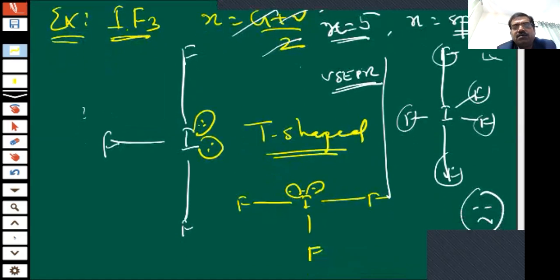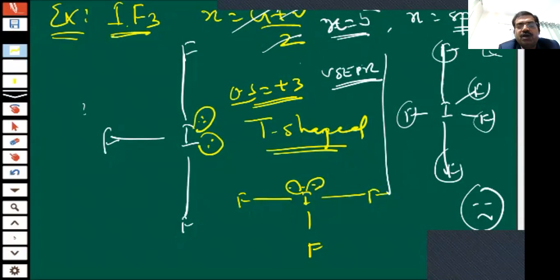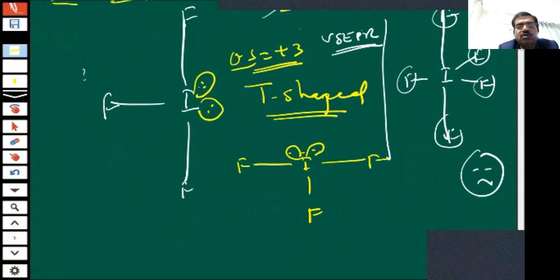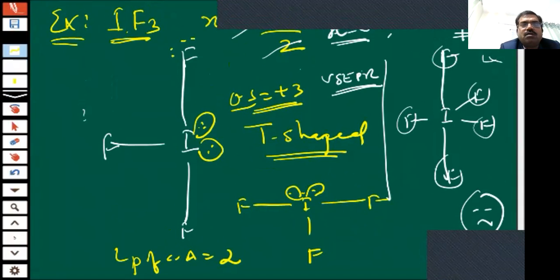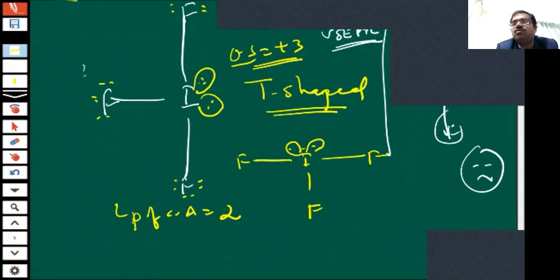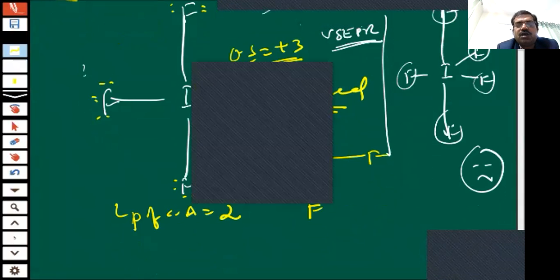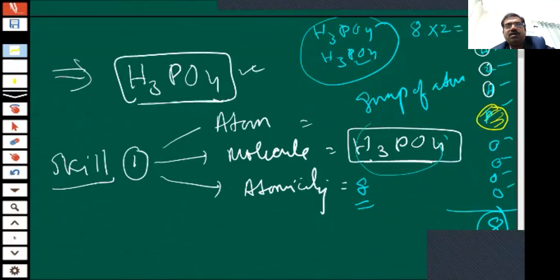Did you understand, children? And the oxidation state will be +3. Lone pair on the central atom is equal to 2. For the total lone pairs, every halogen has 3 lone pairs, so you can calculate everything. I think it's very clear to you. Okay, children. So now you can see the next one.